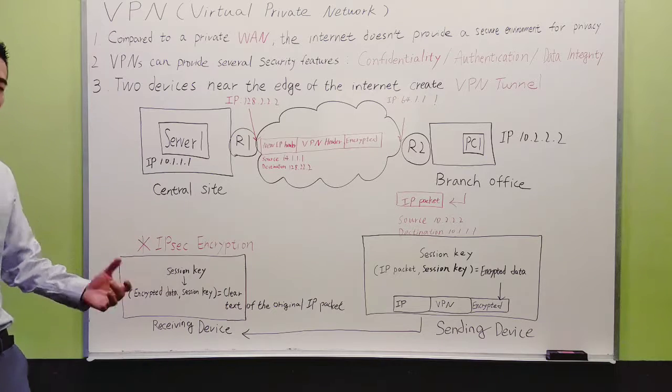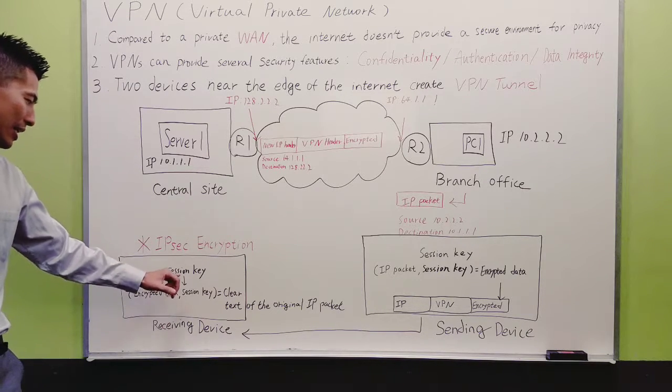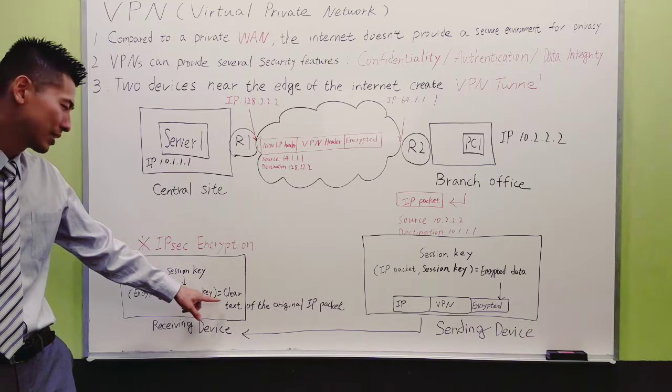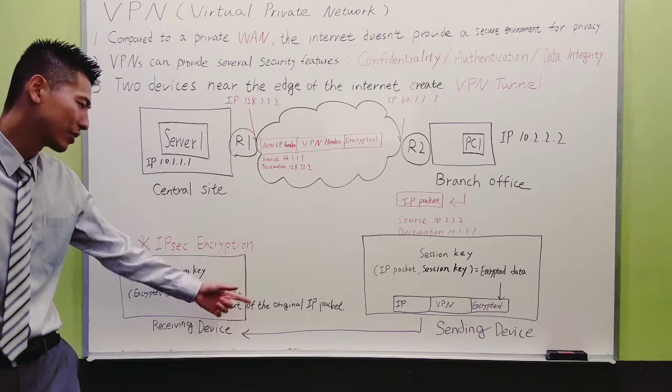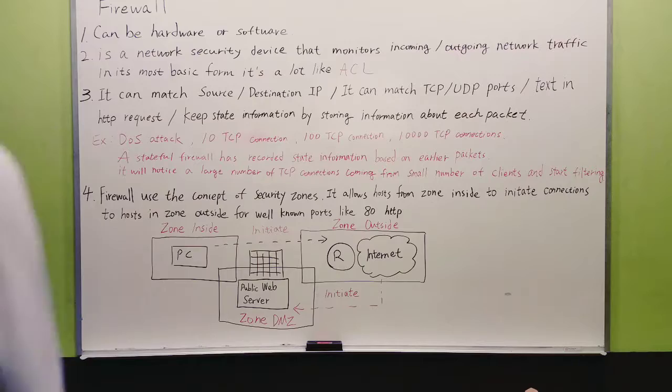And when this device receives it, it takes the encrypted data and the session key. The session keys are the same here. And it decrypts into clear text of the original IP packet. And that's how IPsec encryption works.